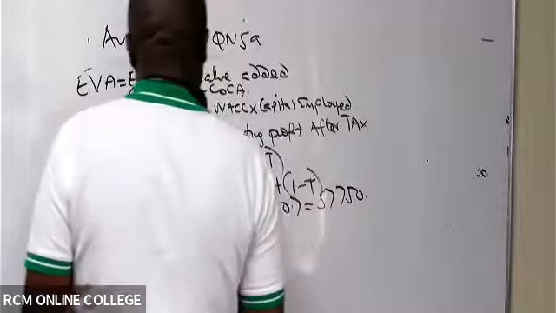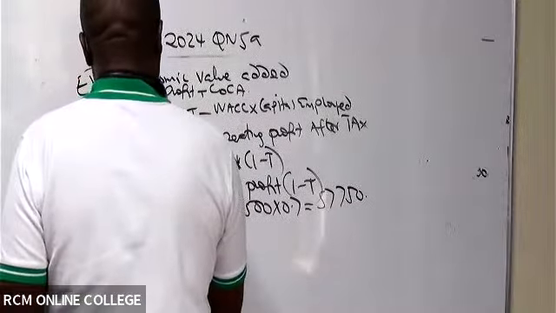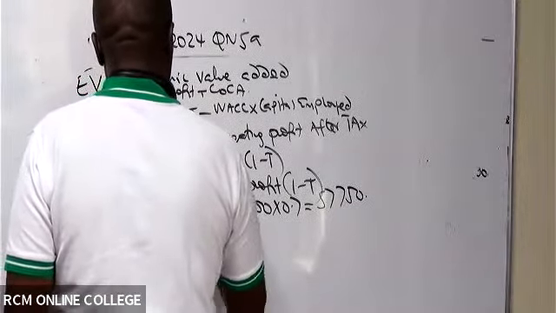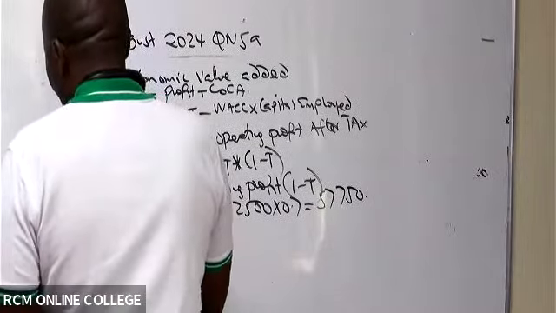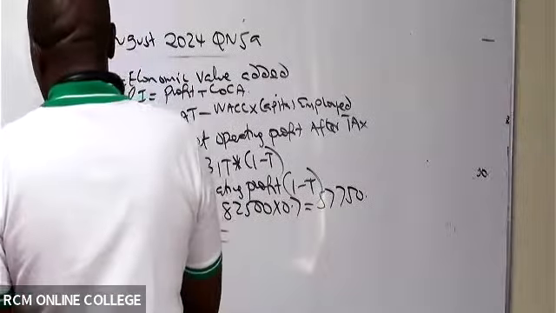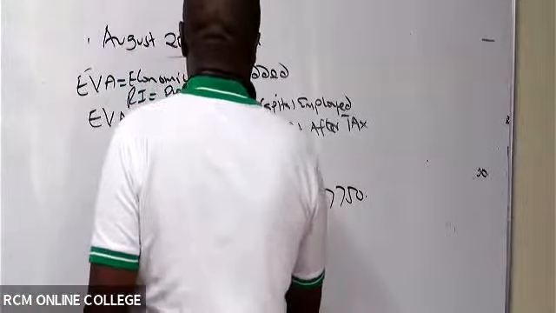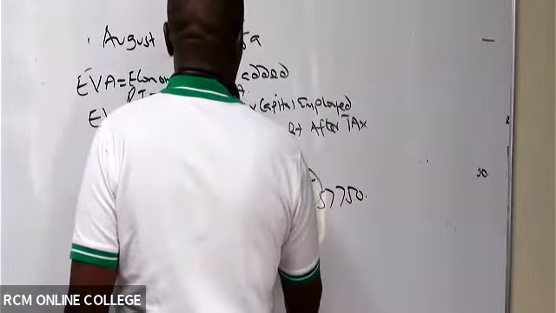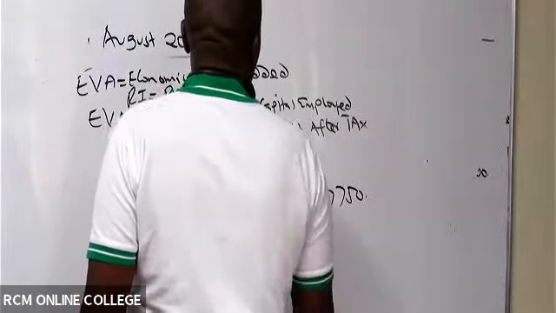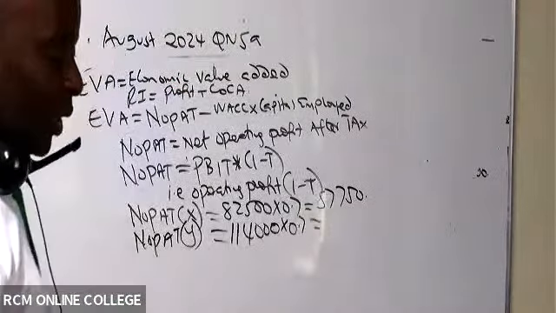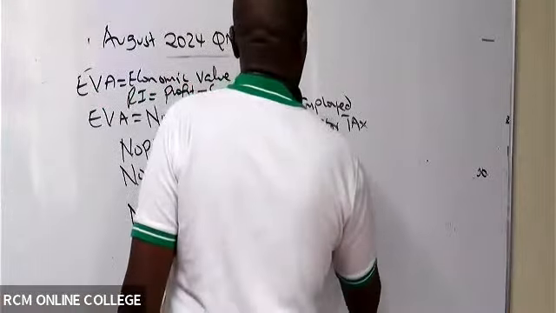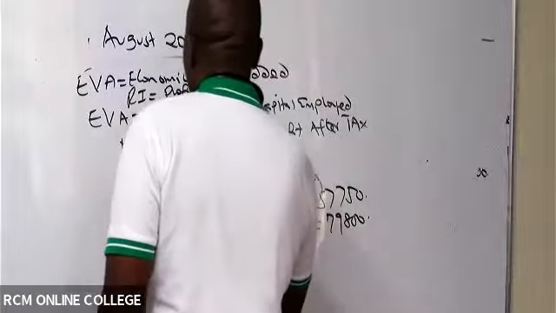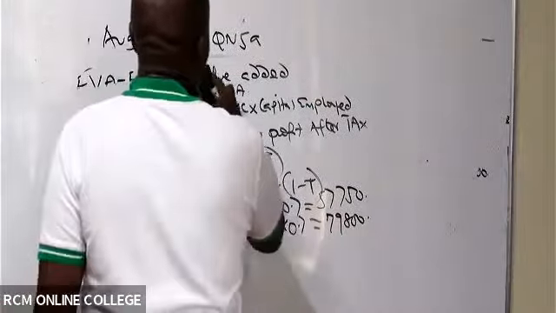57,750. Yeah, and then NOPAT for Y. I can see the operating profit for Y is 114,000. 114,000 times 0.7, which will end up giving us what figure? 79,800. Thank you so much. Then now you can go back and apply the formula.